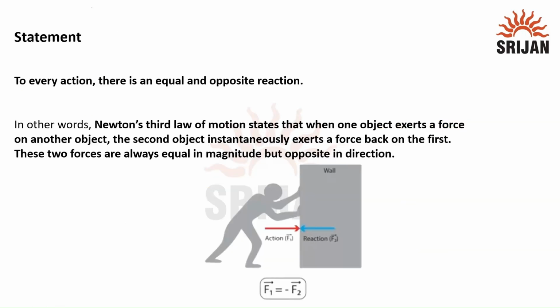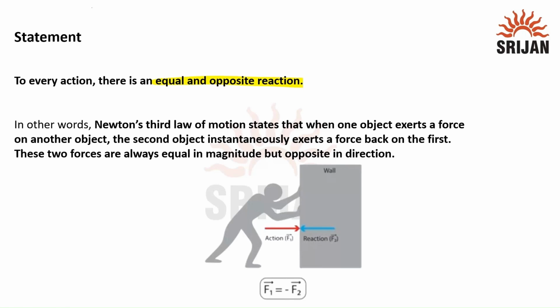Now let us see the statement of Newton's third law of motion. The third law states that to every action there is an equal and opposite reaction. Now let us understand Newton's third law of motion better with the help of an example.